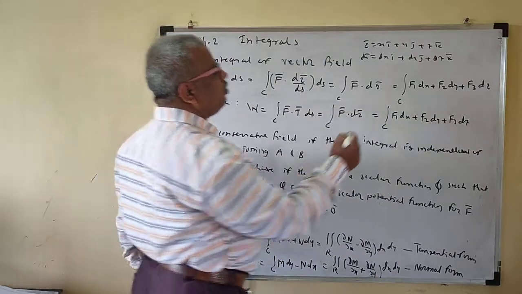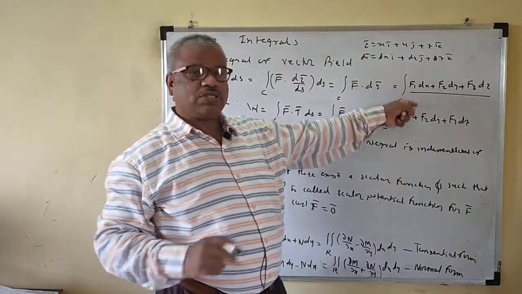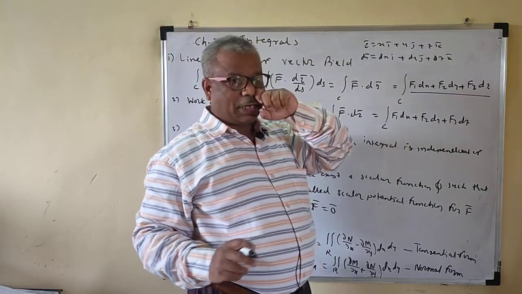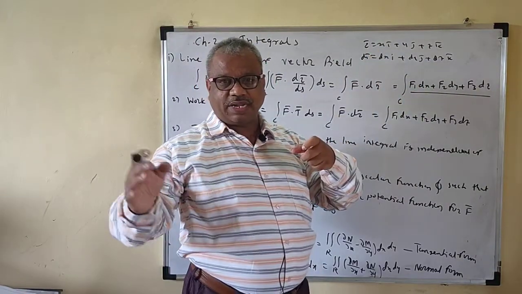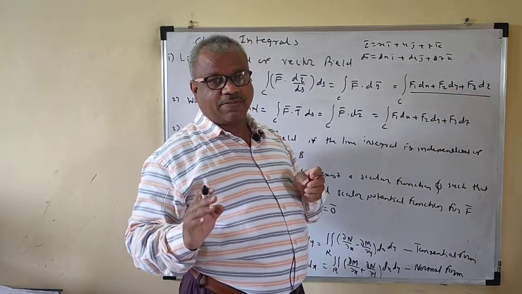Okay, so you have to evaluate this integral. That means we have to convert this into a single variable. You have to use the parametric equation. Suppose you use the parametric equation in terms of t, you have to express x, y, z in terms of t, that is the parametric equation.